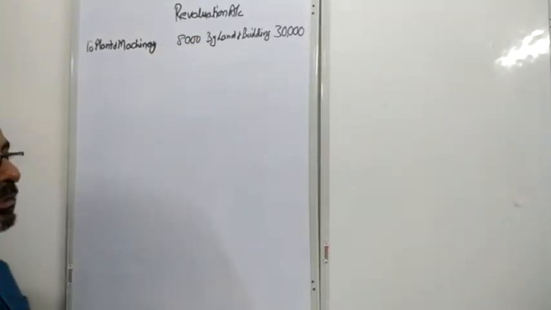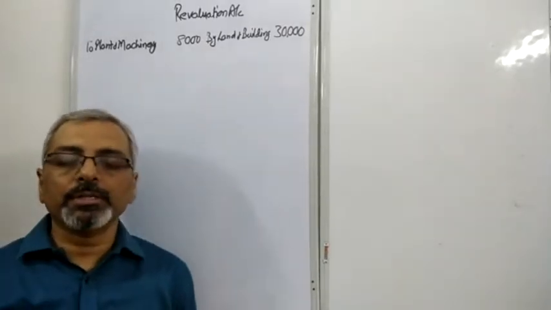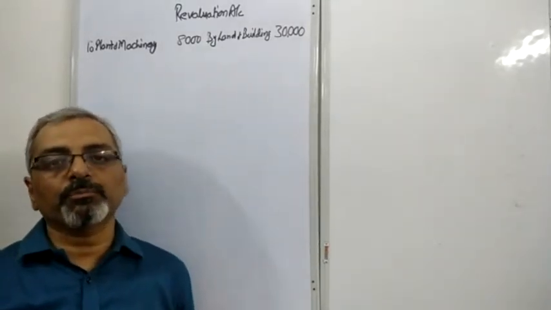Now the third revaluation which is being told is a debtor of 3,000 has proved bad.